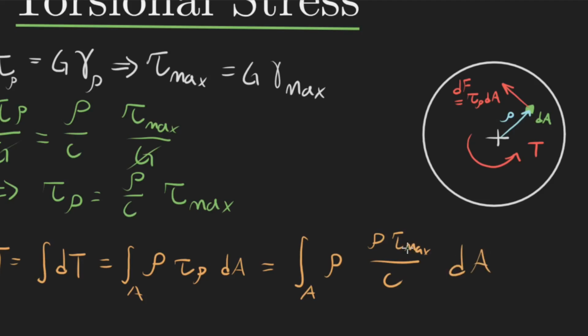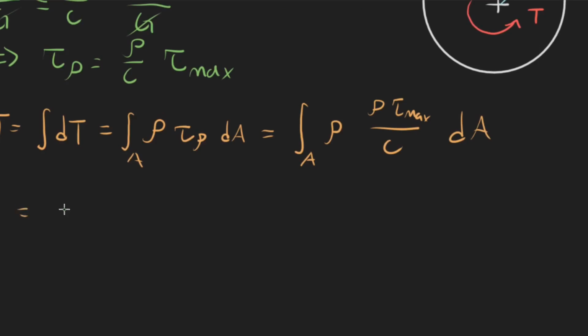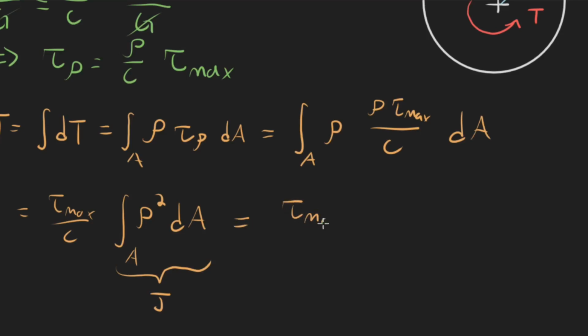Now our tau max is a constant with respect to any slice of dA on here, and our C, which is the maximum radius, is also a constant. So if we pull those out, what we'll have is that this is equal to tau max over C times the integral of rho squared dA. And this integral right here, we're going to call J. It's called the polar moment of inertia. So this is equal to tau max times J over C.